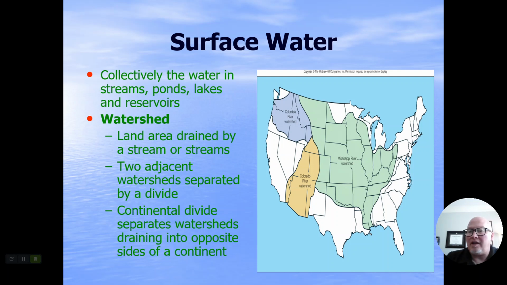So here are some areas that are watersheds. The Mississippi River, the mighty Mississippi, really drains most of the central United States. The Colorado River drains the area running through the mountains of Colorado. The Columbia River watershed is in the Pacific Northwest. And so you have these different watersheds where these large rivers then flow into the ocean.